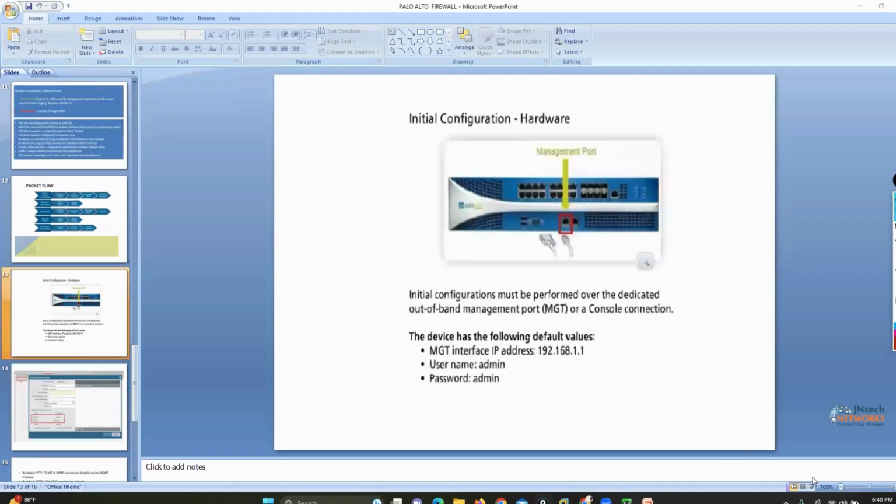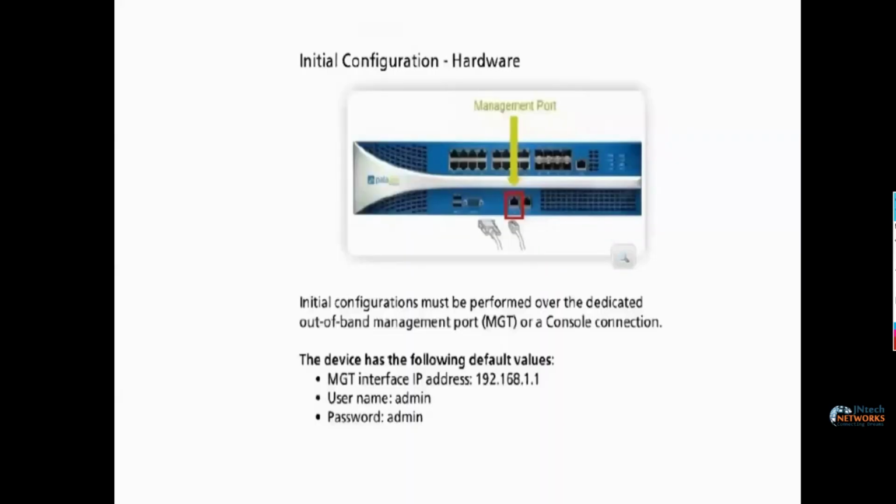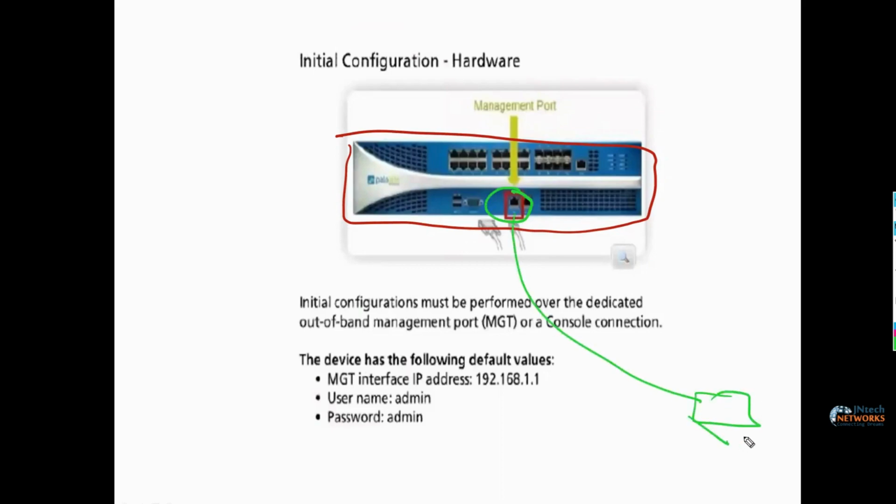Now, in case I'm trying to configure a Palo Alto firewall box. Here we have the Palo Alto firewall box, and this port I'm using as a management port. So what I can do is connect my management PC with this management port, and by default we have the IP address 192.168.1.1. Username is admin, password is admin. That's the default.